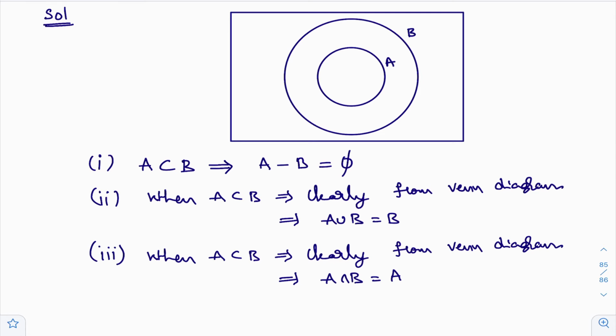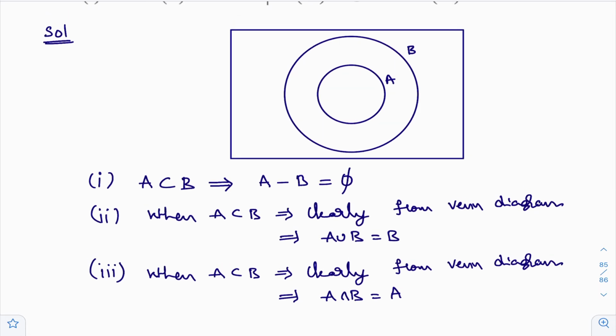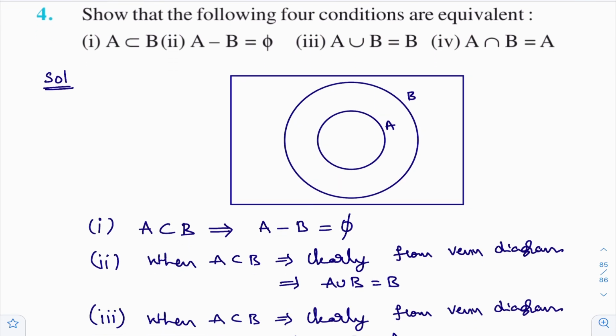So here I just tried to prove this with the help of a Venn diagram. Every time it is not necessary to take x belongs to A implies x belongs to B; not necessary. The basic idea is very simple. Whenever you know A union B equals B, we can directly say that A is a subset of B. Whenever you know A intersection B equals A, you can say that A is a subset of B. When you know A is a subset of B, you can write that A minus B equals the empty set. When you know A is a subset of B, you can write that A union B equals B, A intersection B equals A. These are all equivalent conditions.